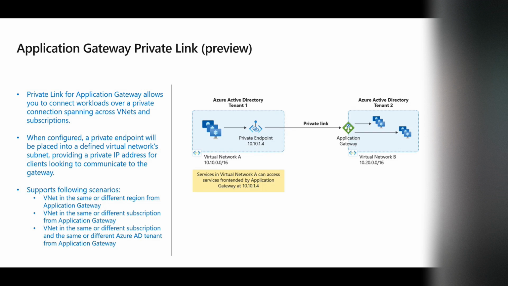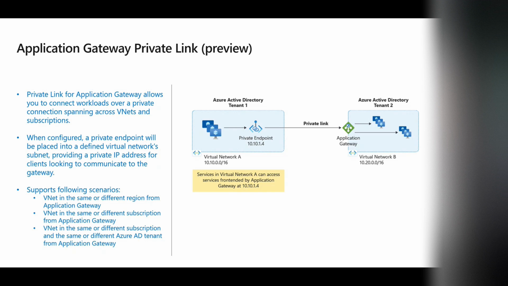So what is Private Link doing with Azure Application Gateway? Now with this public preview, if you have an Azure Application Gateway deployed, you can create a private endpoint on top of it. First of all, you can create a Private Link service and then you can derive a private endpoint from it. And this opens up some interesting scenarios.